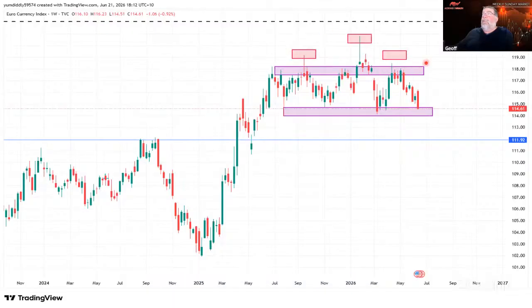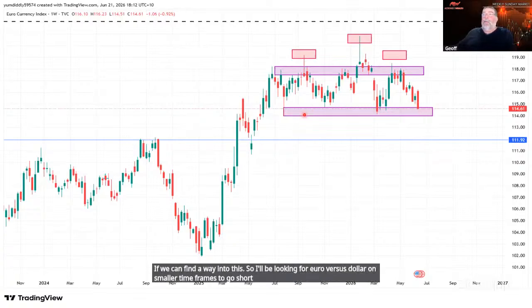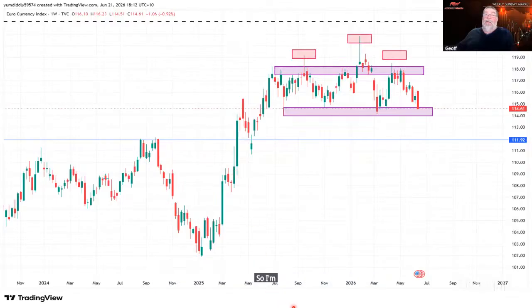This one gives me a very strong bias to say that we're going to here and potentially here and potentially here. I see this as a real chance if we can find a way into this. So I'll be looking for euro versus dollar on smaller time frames to go short. So I'm bearish the euro.